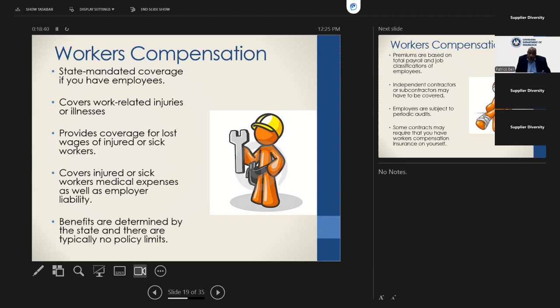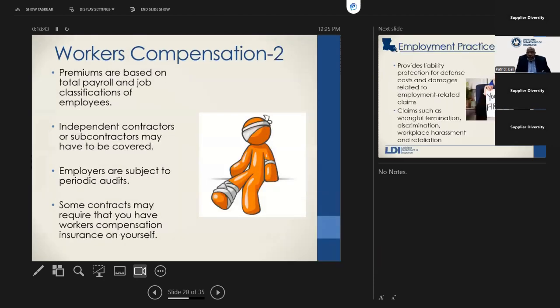The benefits are determined by the state and typically no policy limits. The premiums are based upon the total payroll and the job classification of the employees. Okay, with that being said, let me emphasize this point that you properly and correctly classify your employees because the insurance company may deny a claim if you didn't do that correctly. All right. Give me an example.